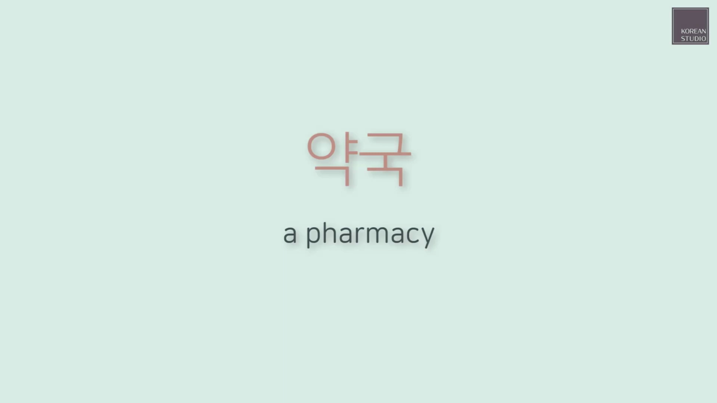So today we're going to learn common shop names in Korean. So let's begin. Now, continuing on from the last lesson's theme, the first shop name is the pharmacy, the drugstore. And this in Korean is 약국, 약국. The first syllable 약 means medicine in Korean, and 국 refers to an office. So 약국 means a pharmacy.